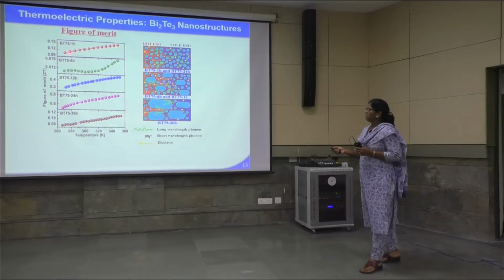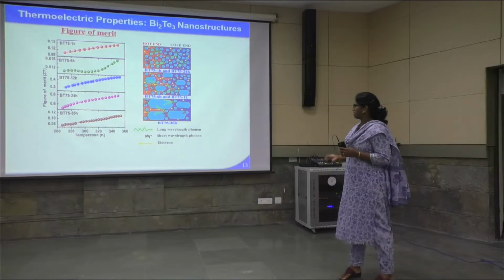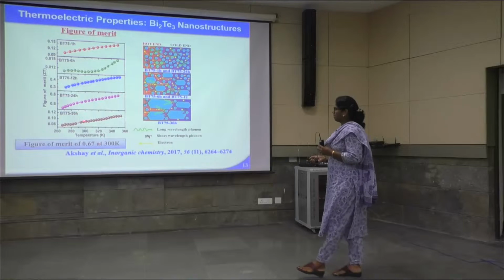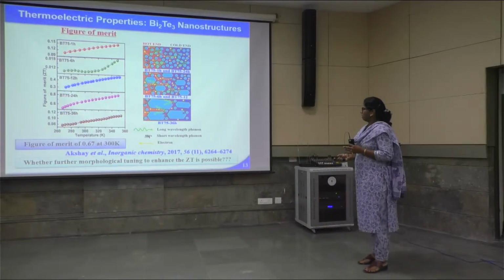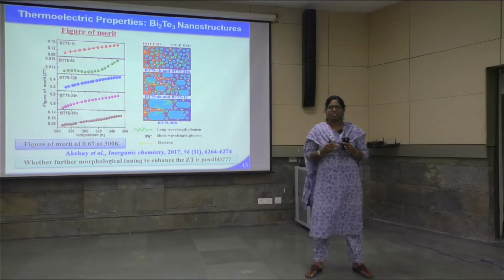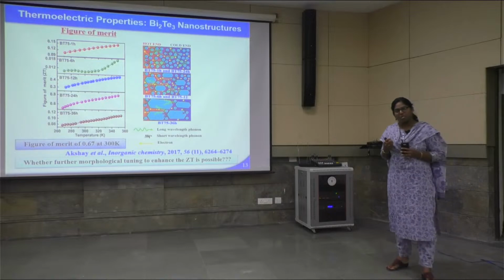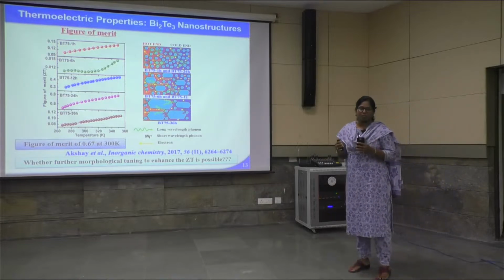we got very lesser values of figure of merit in this case. So the figure of merit which we got is 0.67 at room temperature, 300 K. So using this mechanism, the morphology is the basic, fundamental thing which we can understand, and from there we can try to further do the fine particles.